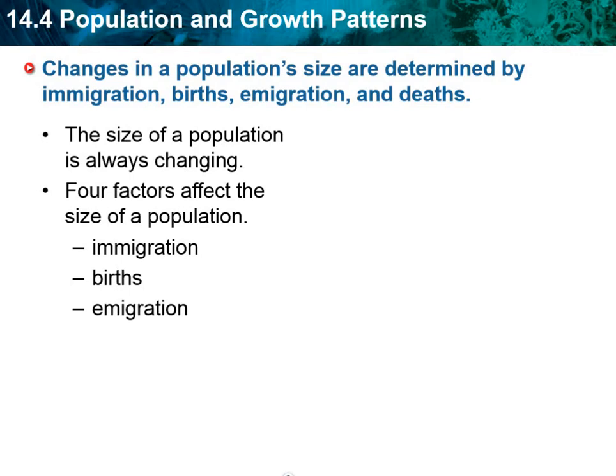And again, if you have a high death rate and low birth rate, you're going to see a population that's declining. If you've got a high birth rate and low death rate, you're going to see a population increasing in size.